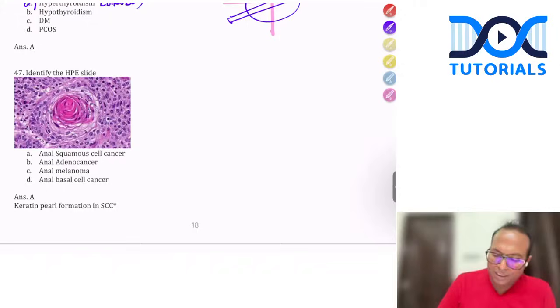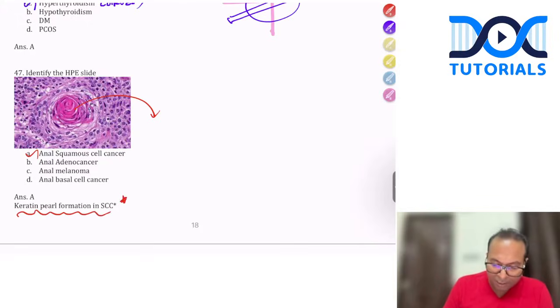So identify the histopathological slide. See, we have found a very easy question. The histopathological slide shows squamous cell cancer of the anal canal. This is called keratin pearl formation in squamous cell cancer.